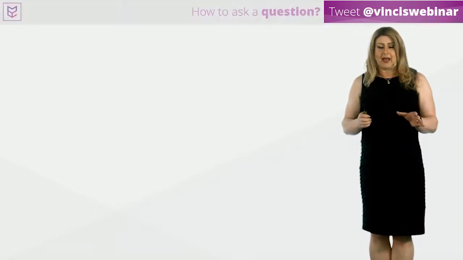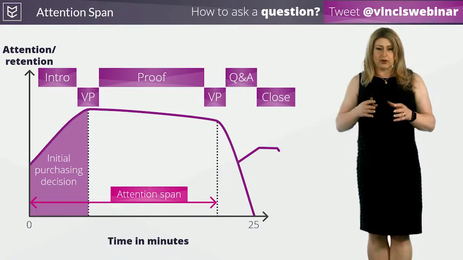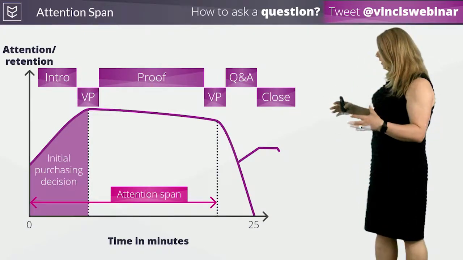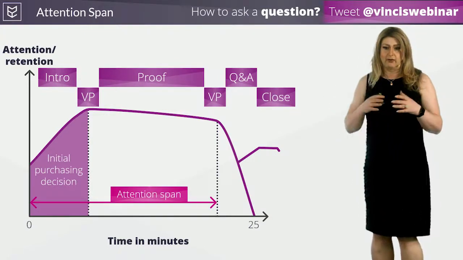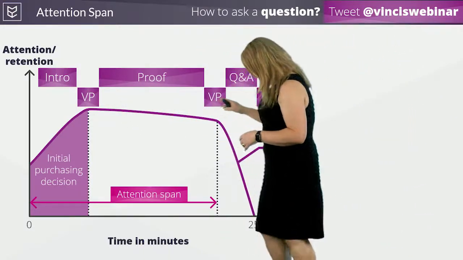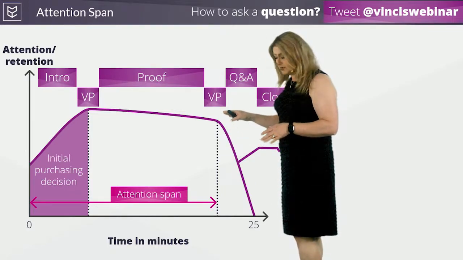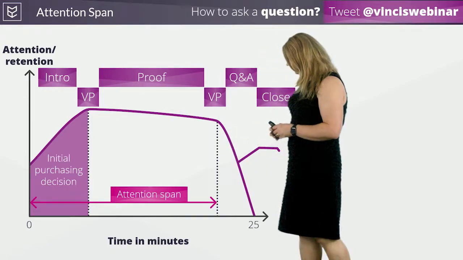Okay, quick recap on a couple of things that we've learned in the previous webinars, because we're going to build on it. You'll remember earlier we talked about the attention span of an audience and how it starts off quite low and then peaks and plateaus, and then around 20 minutes, once one person starts to switch off, the whole audience will switch off.